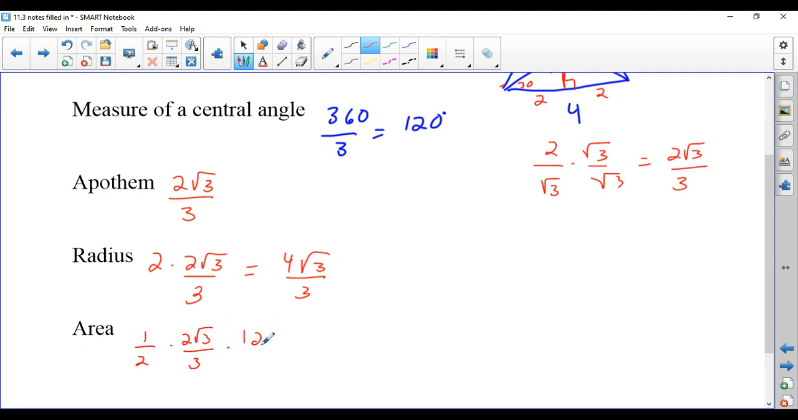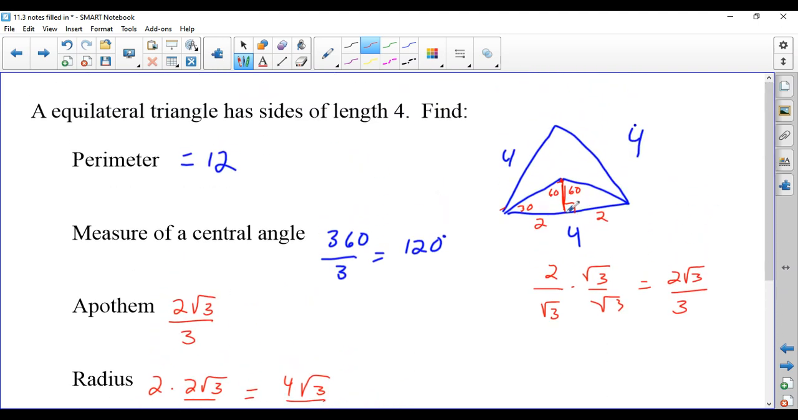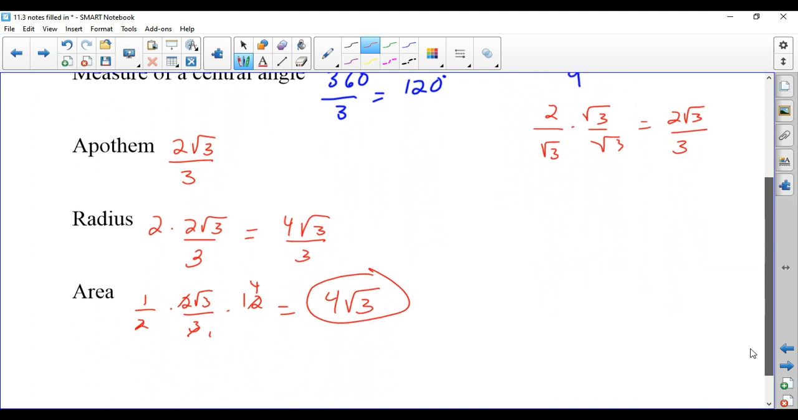To find area, I take 1/2 times the apothem times the perimeter. The 1/2 and the 2 cancel out. 12 over 3 is 4, and I get a final answer of 4 square root of 3. There are other ways to find the area of this triangle, but depending on what you're given, 1/2 apothem times perimeter may be the quickest method.